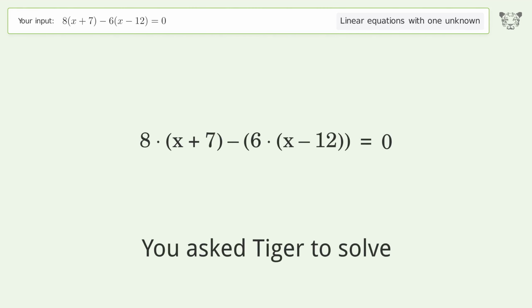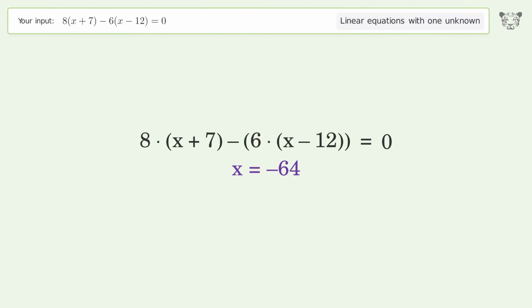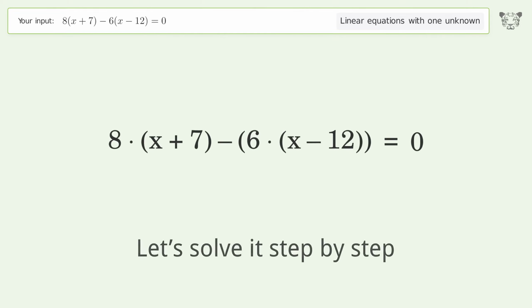You ask Tiger to solve. This deals with linear equations with one unknown. The final result is x equals -64. Let's solve it step by step.